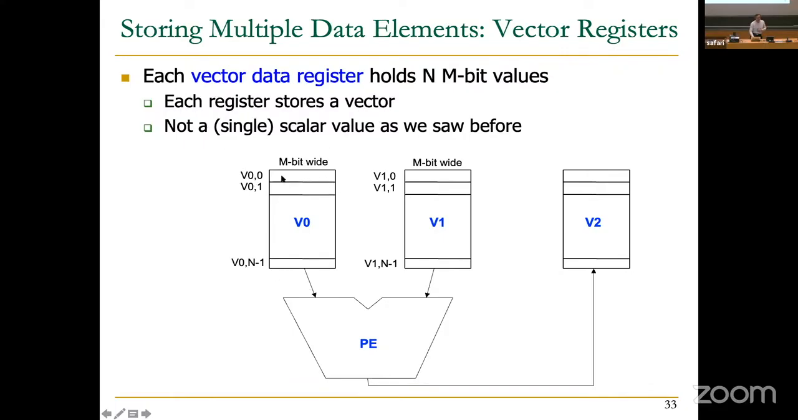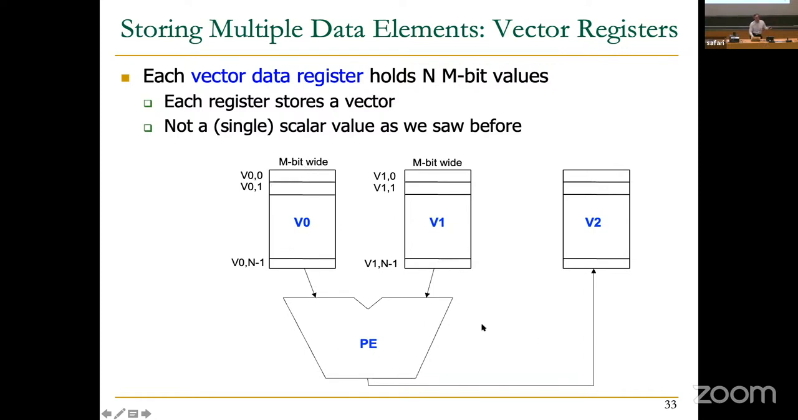So this is register V0. We're going to call it V0 because it is vector register 0. In fact, I'm going to call it VR0 in the next slide. V1 is another vector register. V2 is another vector register. So not a single scalar value as we saw before. You can see that this is V0's 0th element, V0's first element, and V0's n minus first element. And then you feed the processing element one by one. Every clock cycle, you feed it with one element.